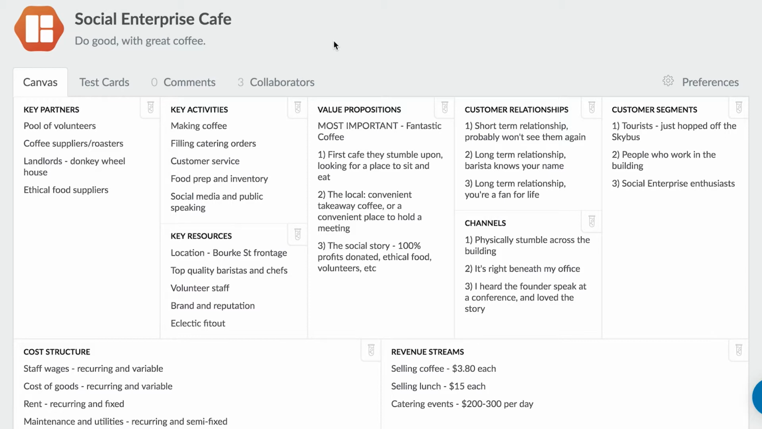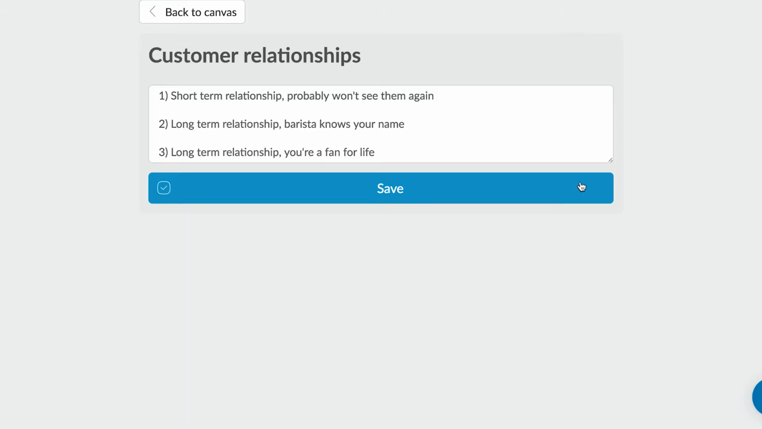So for our tourist and foot traffic customer, this is a short-term relationship. We probably won't see them again. We didn't do anything particularly special to acquire them, and there's not much we can do to retain them. The people who work in the building are a different story. These are going to be our regulars, and so we want to treat them really well. We want to understand how they work, but we also know that if that person moves to a different office, we're probably not going to see as much of them. Our third category, social enterprise enthusiasts, is where we're building a quite long-term, quite emotional relationship. We win them over, we have a customer for life.